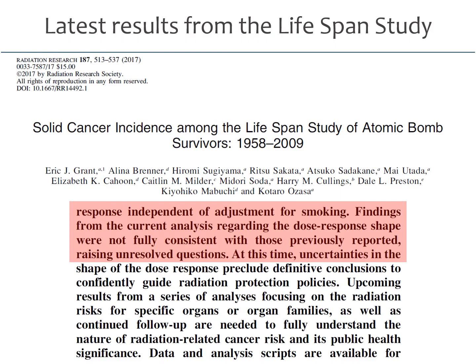You might recall that the results from the lifespan study of the atomic bomb survivors, which is traditionally considered the most significant cohort for the study of radiation effects in humans, were among the most significant results supporting the LNT model. However, in 2017, the latest results for solid cancer incidence among the atomic bomb survivors indicated that the dose-response shape was not fully consistent with the results previously reported, raising unresolved questions.